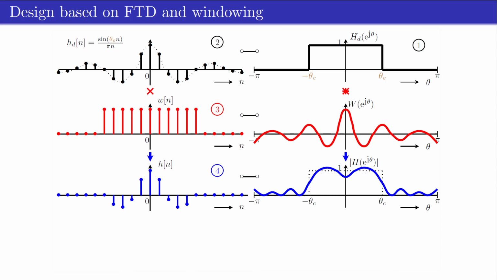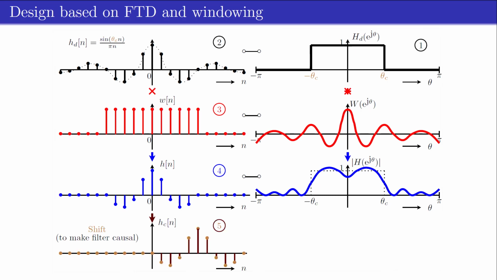In the following slides we will show that there are different types of windows that may be used in the window design method. We will also see how well the non-ideal frequency response approximates the desired ideal frequency response is determined by the width of the main lobe of W(e^jθ) and its side lobe peak. In the ideal case, the main lobe width should be extremely narrow, approximating a delta pulse.